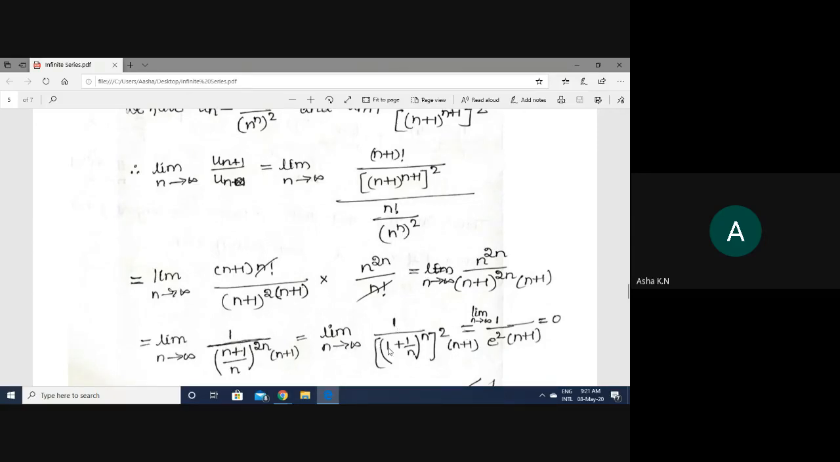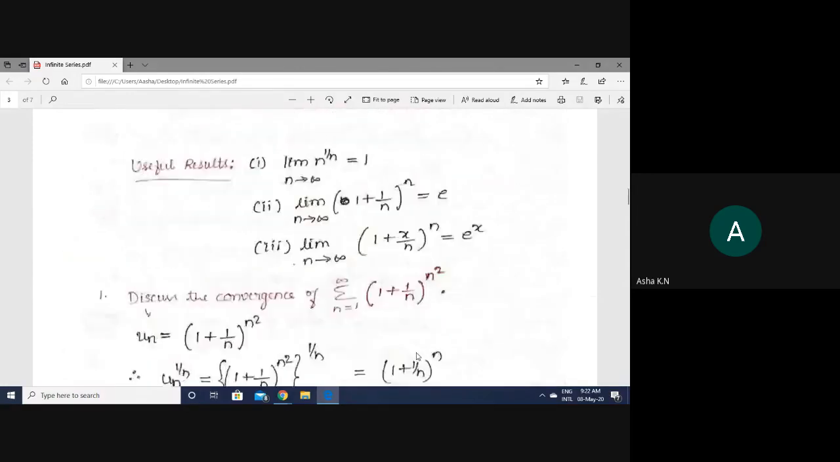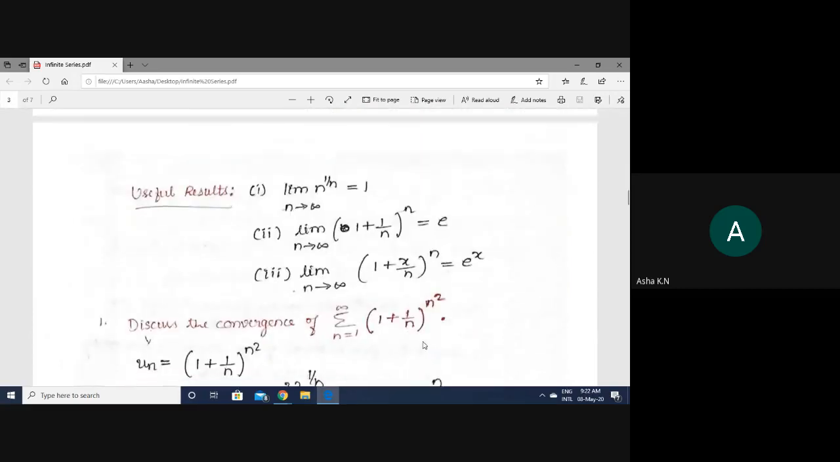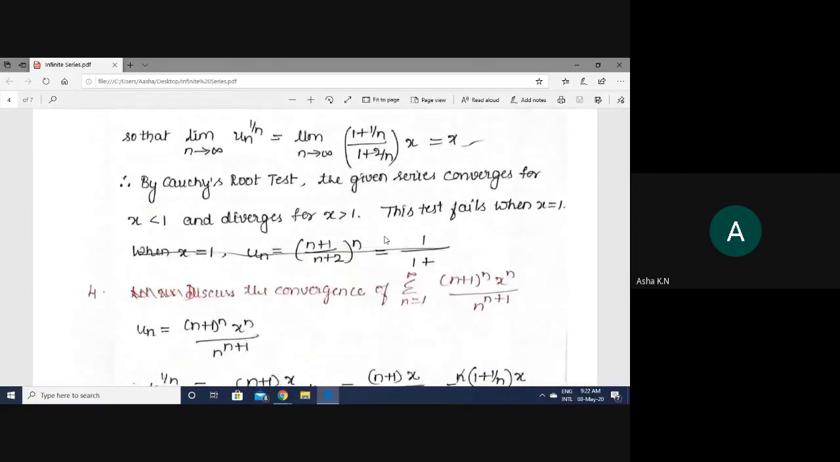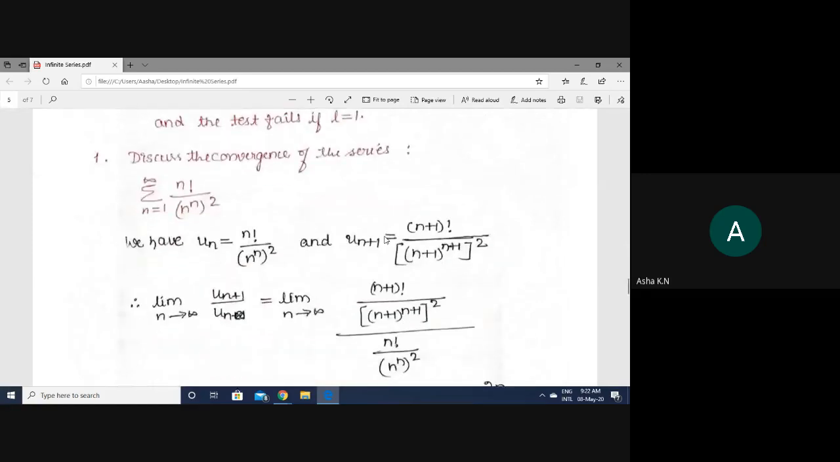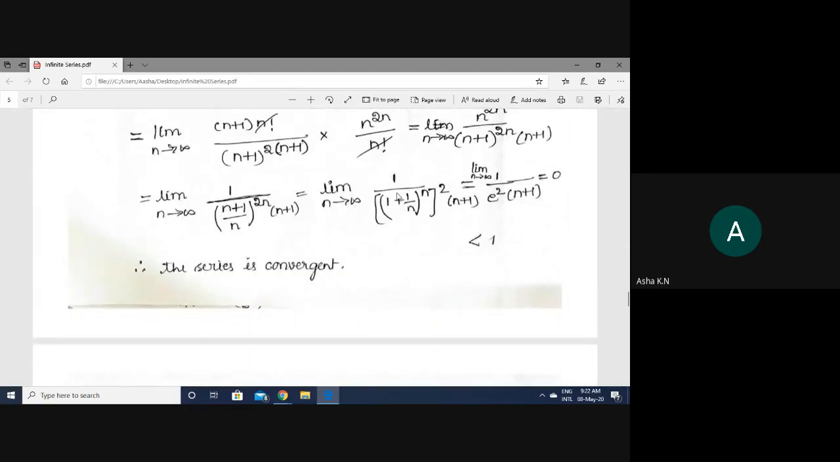But this term, 1 plus 1 by n whole power n, is a standard limit. As n tends to infinity, this term becomes e, correct? This is the standard limit, see the second one: 1 plus 1 by n whole power n, as n tends to infinity, is equal to e. So it is in that form now. So it becomes e whole square, e square, and n plus 1 is as it is.